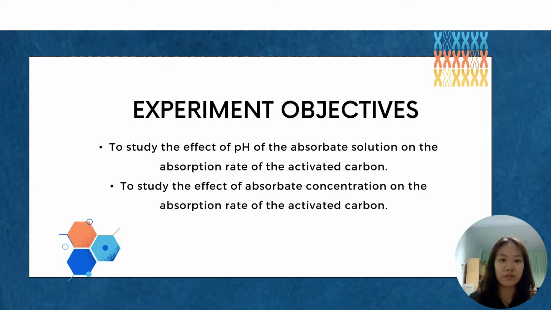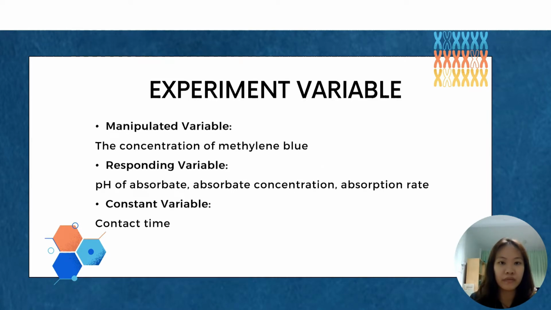The first one is to study the effect of pH of the adsorbate solution on the absorption rate of the activated carbon, and the next one is to study the effect of adsorbate concentration on the absorption rate of the activated carbon. Next, for the experiment variables, the manipulated variable is the concentration of methylene blue, and the responding variables are the pH of adsorbate concentration and the absorption rate. The constant variable for this experiment is the contact time.